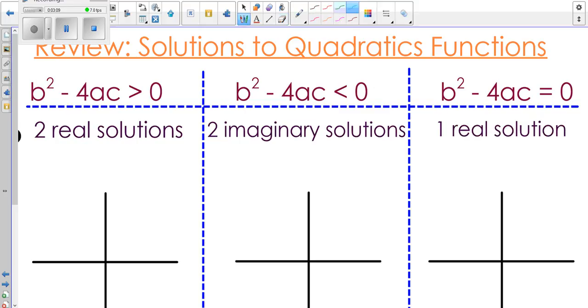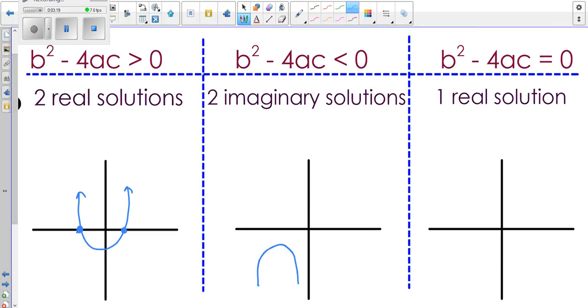If you were to graph these, 2 real solutions would look something like this. Here's a solution, here's a solution. If you have 2 imaginary solutions, it might look something like this, where it never hits the x-axis. And then 1 real solution is where the vertex is your only solution. So something like that.